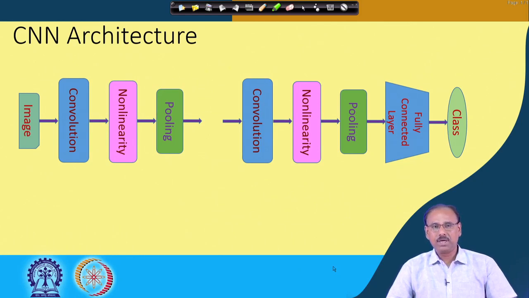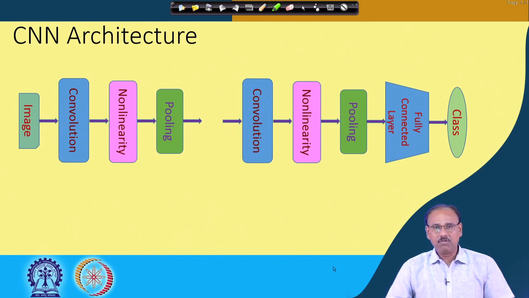So this convolution, nonlinearity followed by pooling, we can have different stacks of these three building blocks to give you a deep convolutional neural network. And towards the output side, what we have is one or more fully connected layers. The purpose of using these fully connected layers is to go for classification of the input data that you feed.